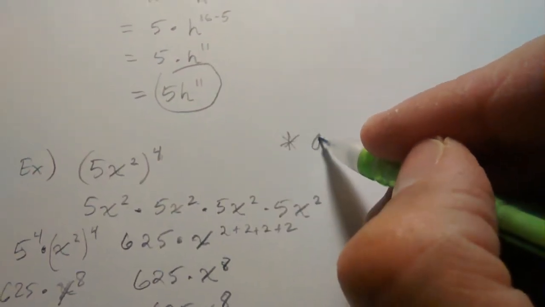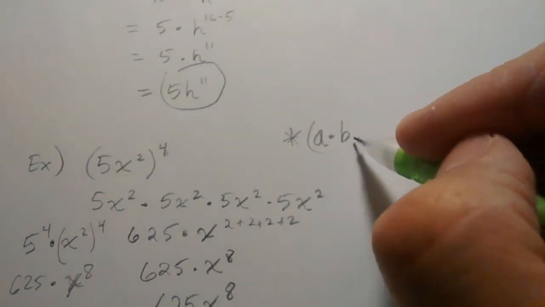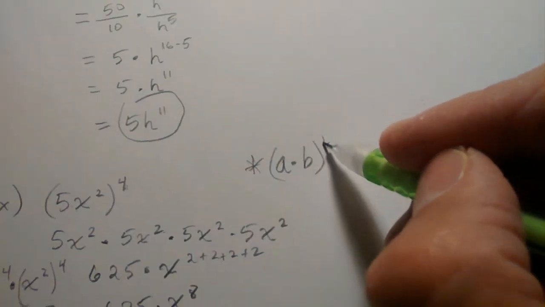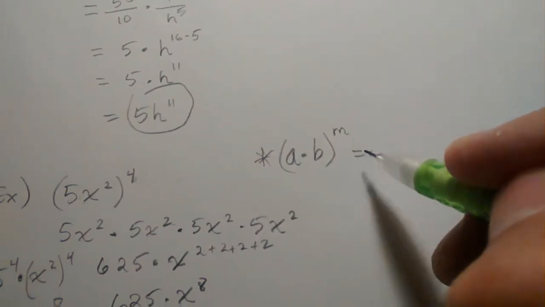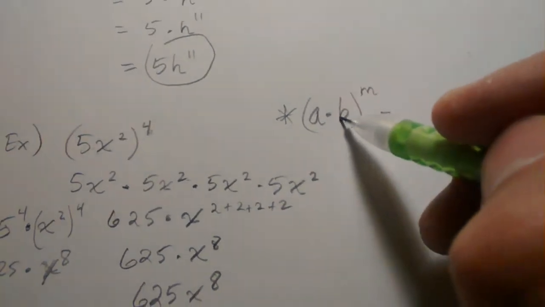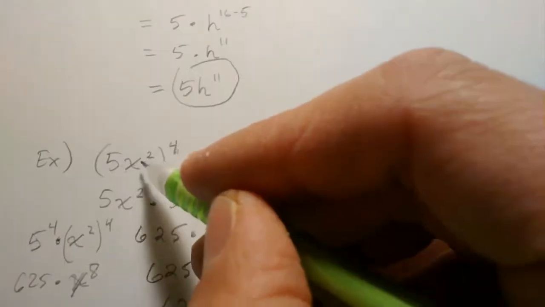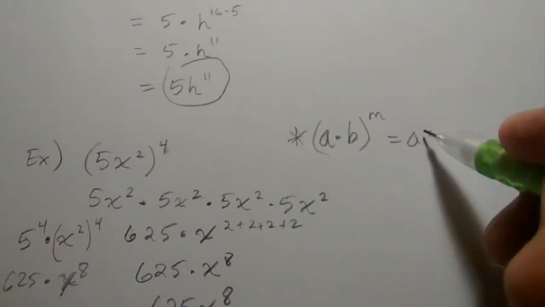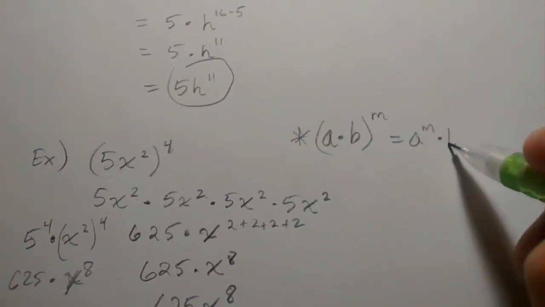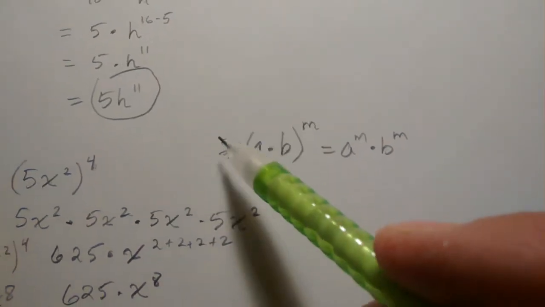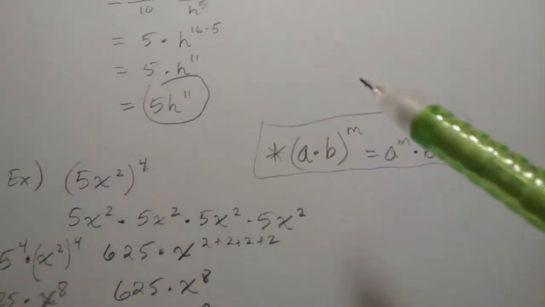If I have an expression, 2 guys being multiplied, like 5 and x squared, I'll call them a and b, and I raise that to an exponent, then the exponent can be thought of as being applied to each separate factor in there, each separate factor. So that would mean a to the m times b to the m. Now I'm not a fan of this, but you can certainly use it. It's another property of exponents.